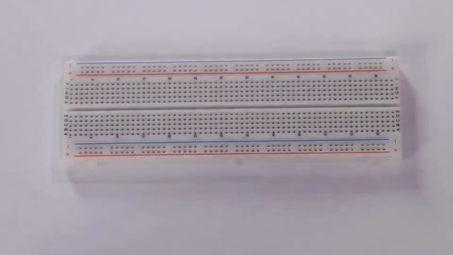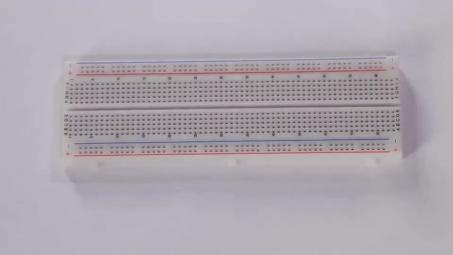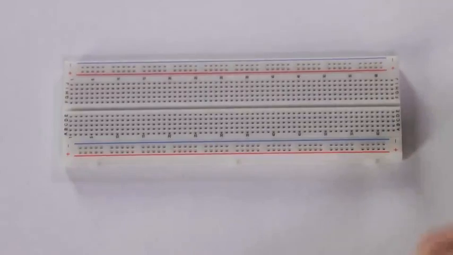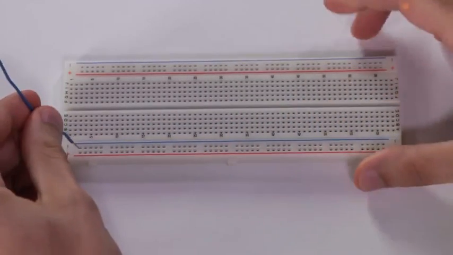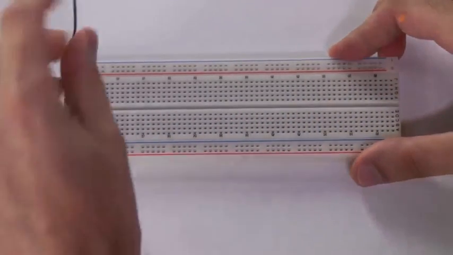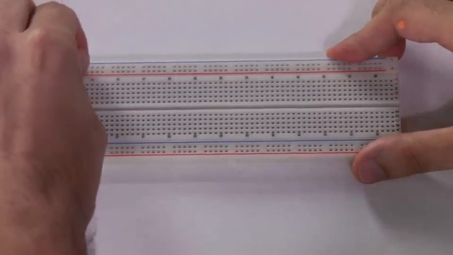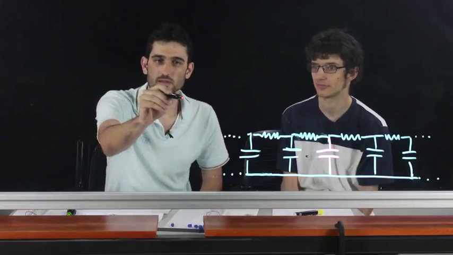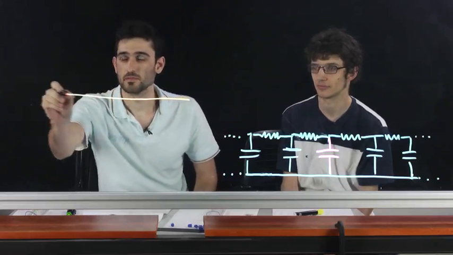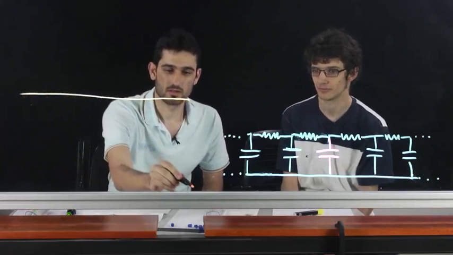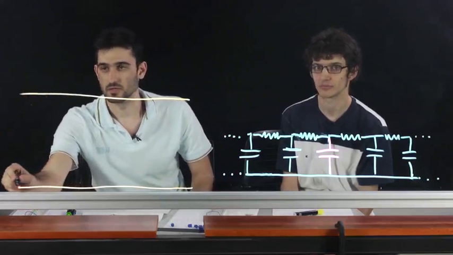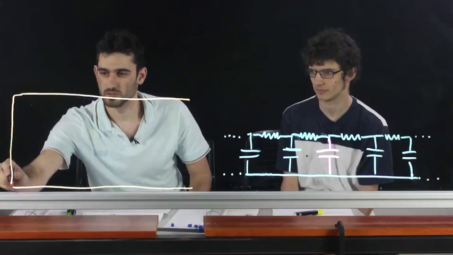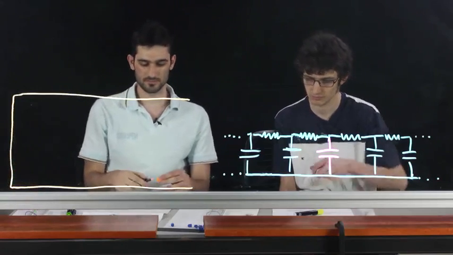The first thing we are going to do is connect the lower part of the breadboard and the upper part. For this, we are going to use a jumper wire. You stick it right here and right here. So you have the upper rail of the breadboard, and here is the lower rail of the breadboard. And what we just did is this: we connected them with a jumper wire.